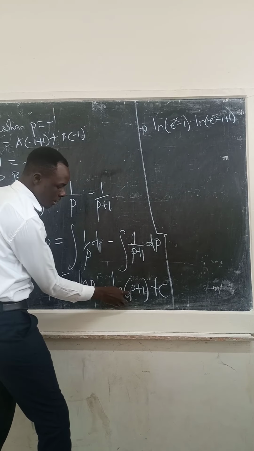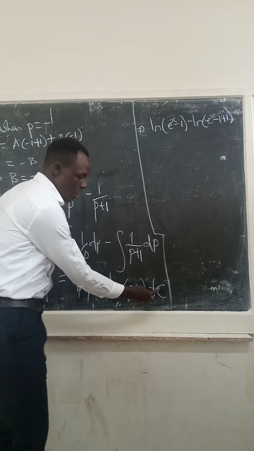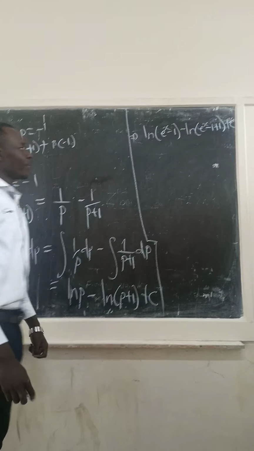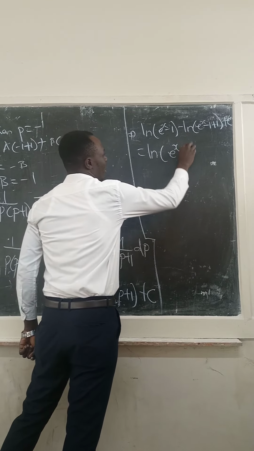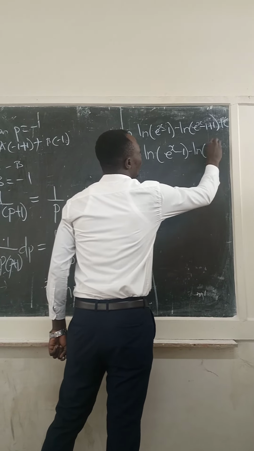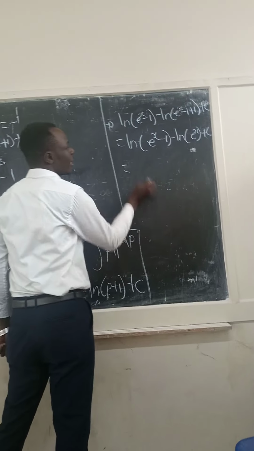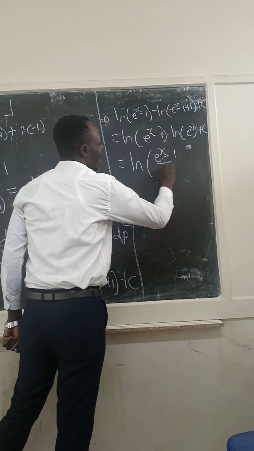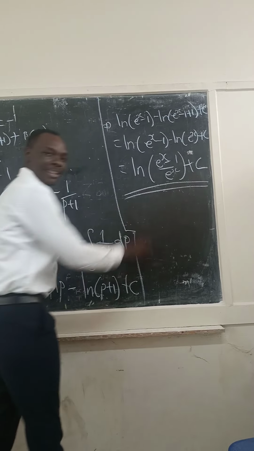We are adding this one because our p alone is e to the power x minus 1, without forgetting the constant c. This one will clearly give us the ln of e to the power x minus 1 minus the ln of e to the power x, plus c, which we shall at the end say is the ln of e to the power x minus 1 out of e to the power x, plus a constant. And we are done.